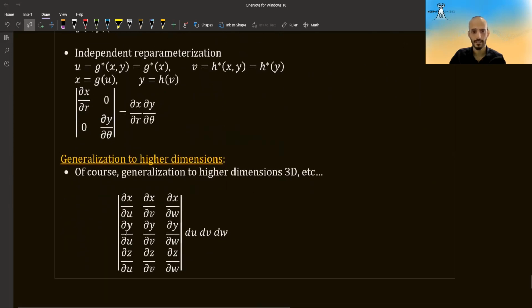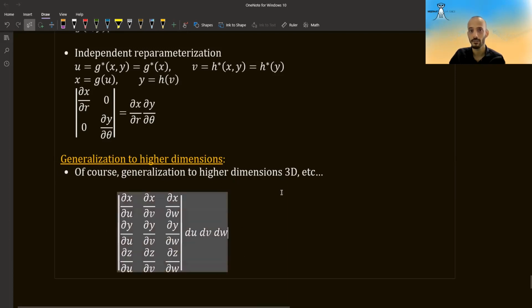One final point for this entire video is that, of course, you can also generalize it to more than 2 dimensions. You can go to 3 dimensions and so on, and this is the form that you will have to correct for.